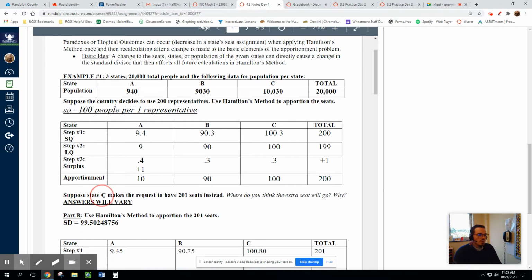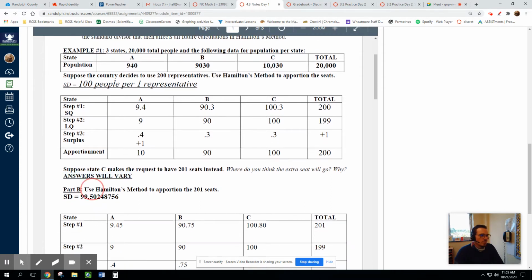So now suppose state C makes a request to have 201 seats instead. Where do you think the extra seat will go and why? So answers will vary. Your decision may change based on that. So I'll let you ponder where you think that extra seat will go and why you think it'll go that way. No right or wrong, just where do you think mathematically that thing will go?